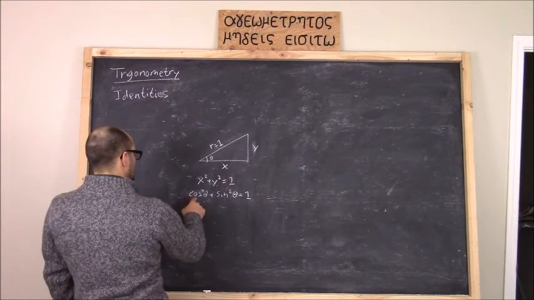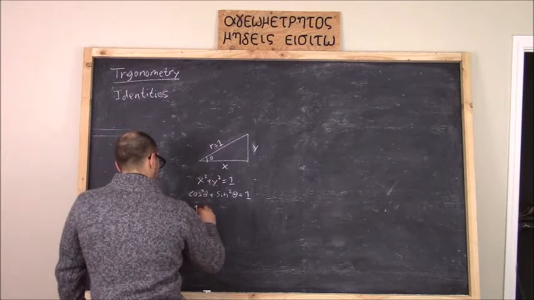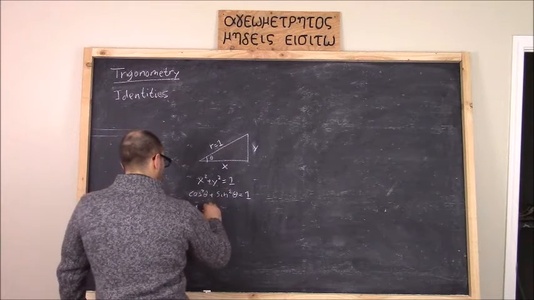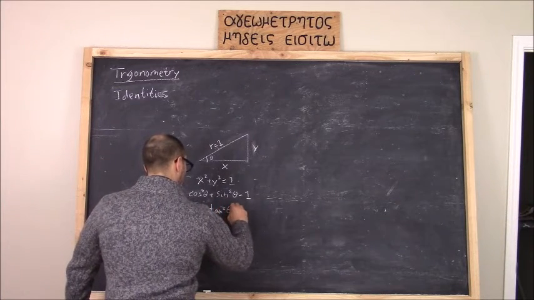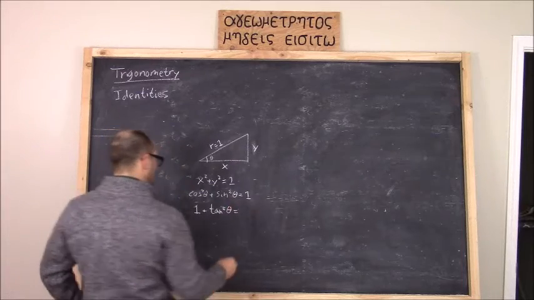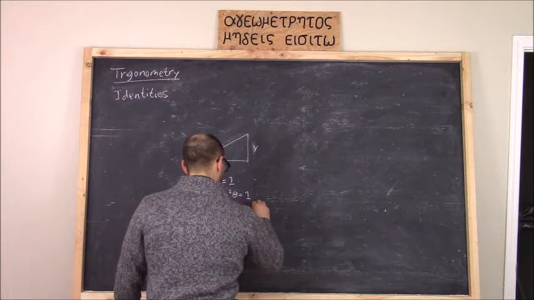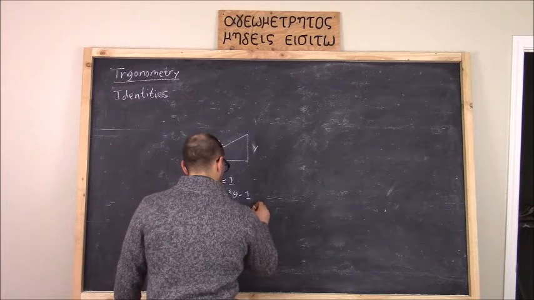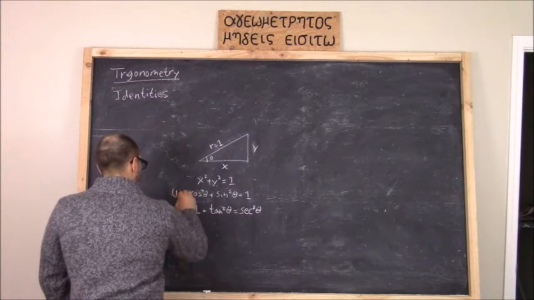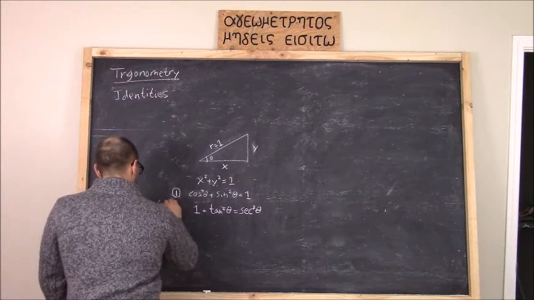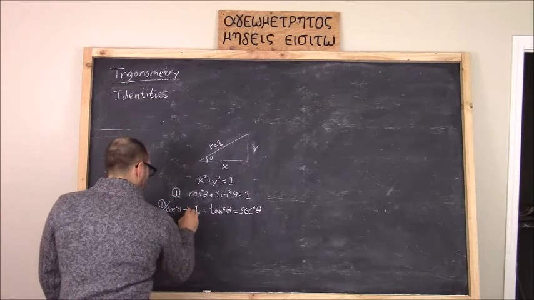Now if we divide each term by cosine squared, this is going to be 1. Sine over cosine is tangent, so we're going to get tangent squared of theta. And 1 over cosine is equal to secant, so 1 over cosine squared is going to be secant squared of theta. Let's call this equation 1.